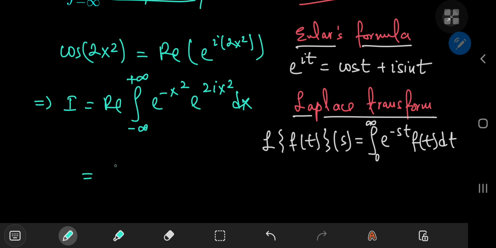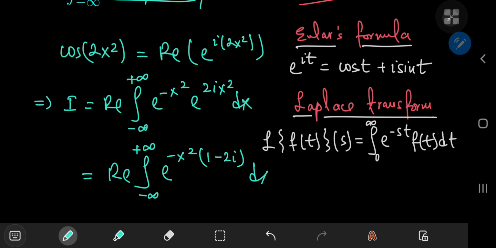And multiplying these two exponentials together, we get the real part of the integral from negative to positive infinity of e to the, I'm going to factor out a negative x squared, and that will give us negative x squared times 1 minus 2i as the argument of the exponential function here, and we're integrating with respect to x. Note one more thing, that we have an even function. We're integrating an even function. So instead of integrating from negative to positive infinity, we could just integrate from 0 to positive infinity and double the result.